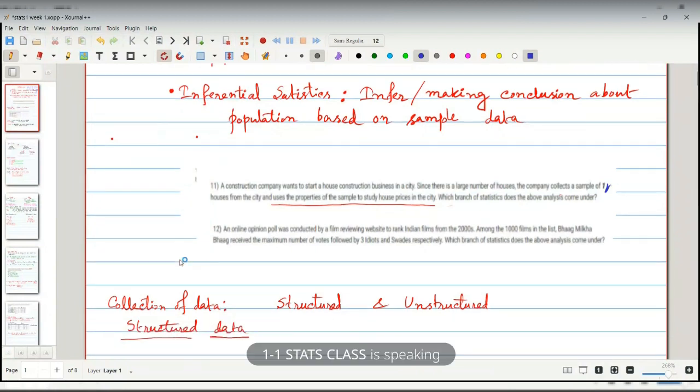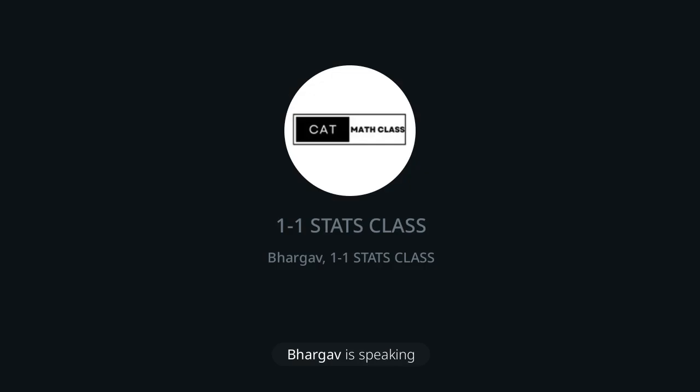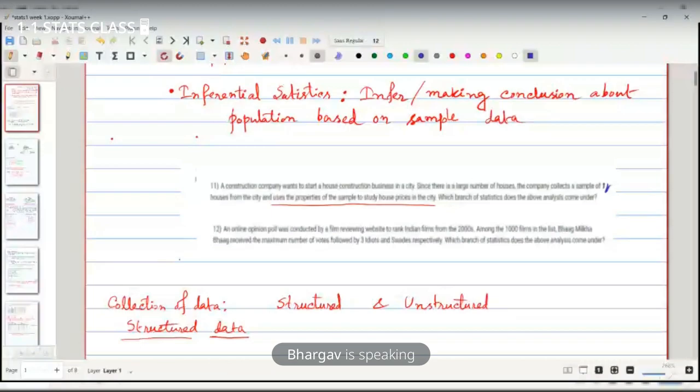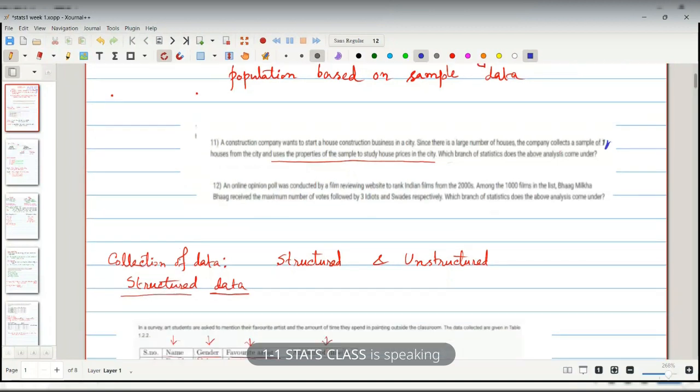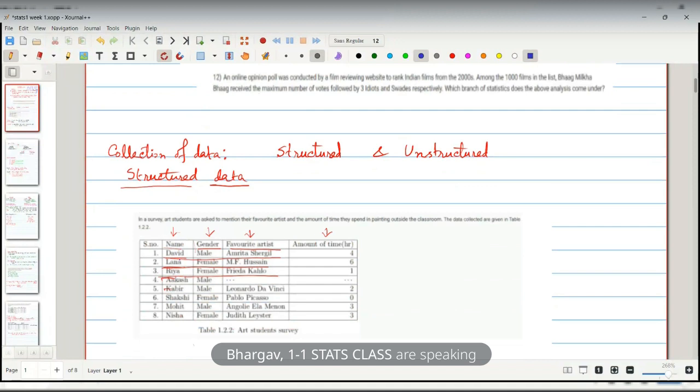Descriptive. It's descriptive or inferential. Why descriptive? Because the online opinion poll would be the whole population, right? That's why. Not inferential because there is no conclusion. Here we are only told that among the 1,000 films in the list, Bhag Milka Bhag received the maximum number of votes. No conclusion is here. So it is descriptive.